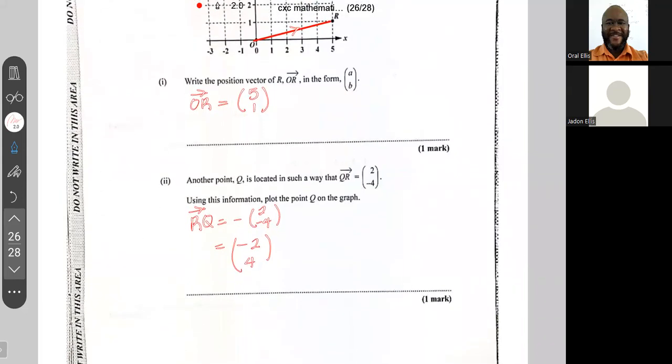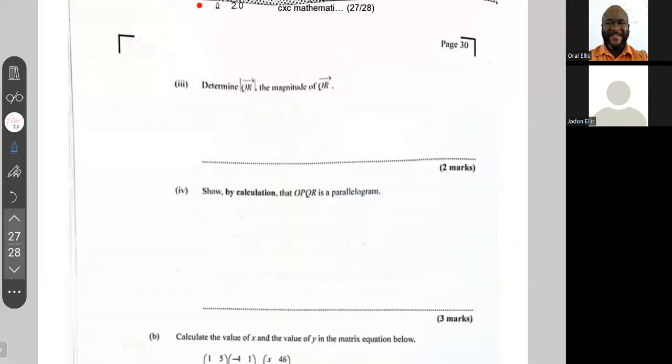Next, what are we asked to do? I thought that was interesting. We're asked to determine the magnitude of QR. The vector QR is, I think, (2, -4). Yeah. So the magnitude of QR.